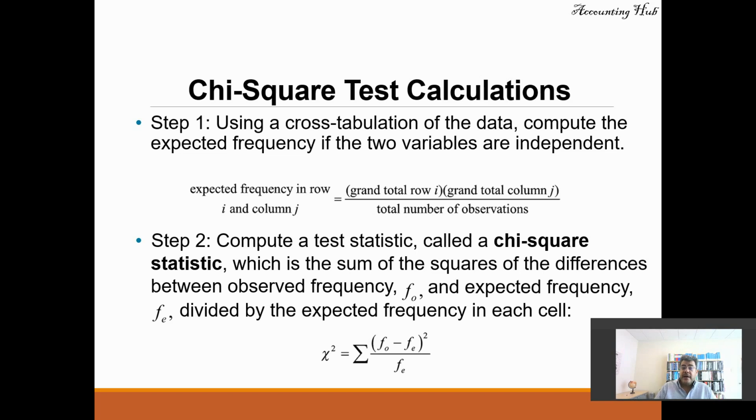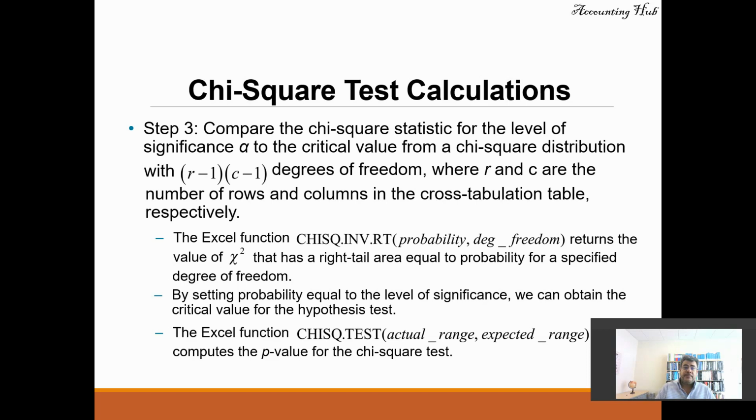Step 2, we need to calculate the chi-square statistic. That is the sum of the square of the difference between observed frequency and expected frequency, squared because we don't like working with negative numbers, divided by expected frequency. We will go on that in Excel too. And then step 3, we need to calculate first the degrees of freedom, and there is a very good Excel formula for that, and then the p-value.